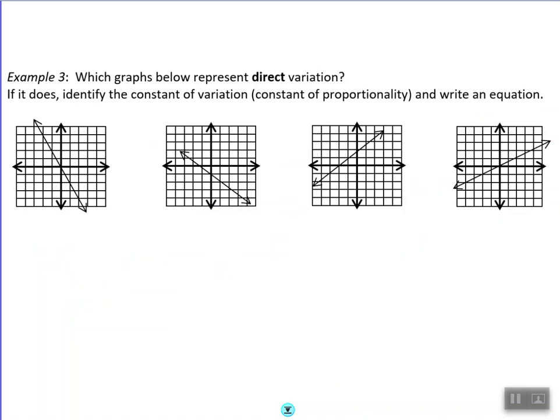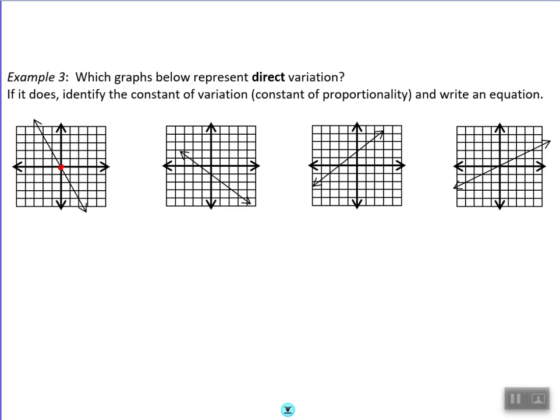If we look at these graphs, we want to figure out which graphs represent direct variation. For those that are direct variation, what is k and what is our equation? So as I said earlier, the graph of a direct variation will be a straight line with a y-intercept of 0. All of these are straight lines, so let's look at what the y-intercepts are.